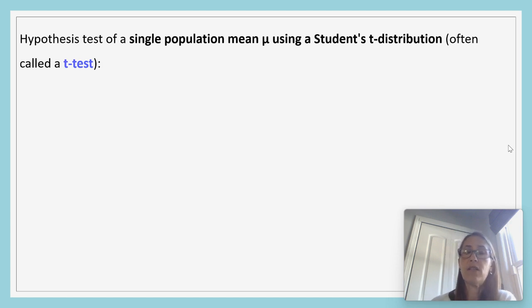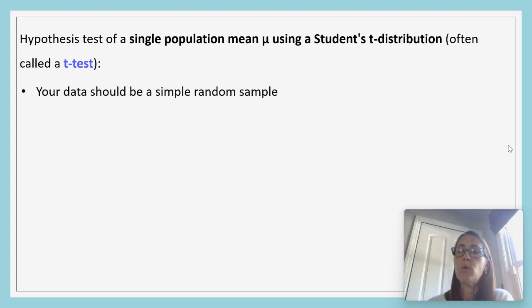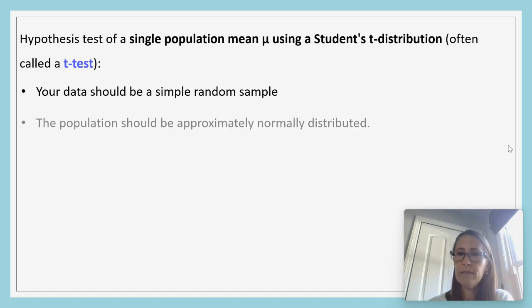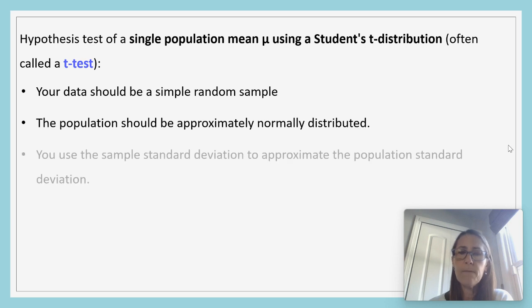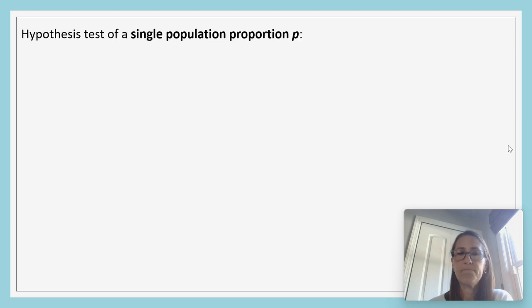Hypothesis testing for a single population mean mu using the student's t distribution. This is called a t-test. So again, simple random sampling. The population should be approximately normally distributed. And we use the sample standard deviation to approximate the population standard deviation.